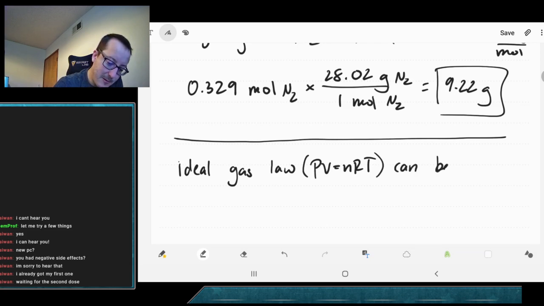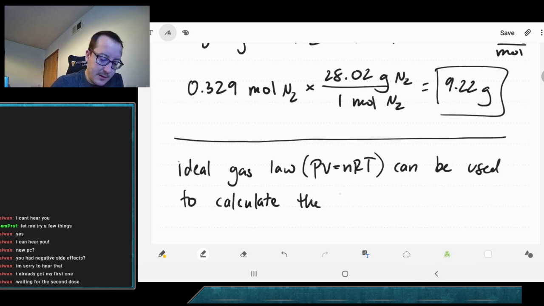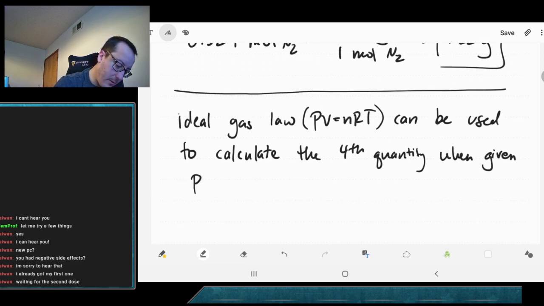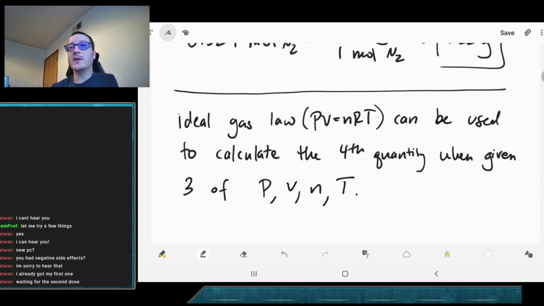can be used to calculate the, let's just say, fourth quantity when given three of P, V, n, and T. So when you have three of those quantities, you can figure out the fourth one.